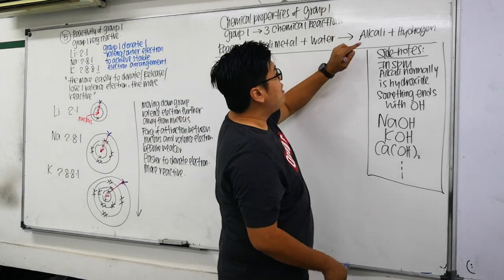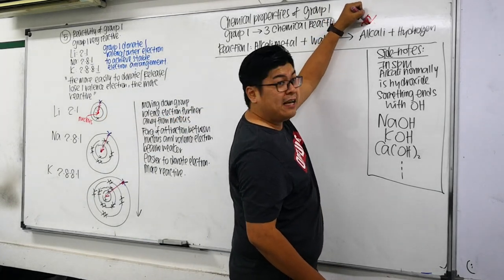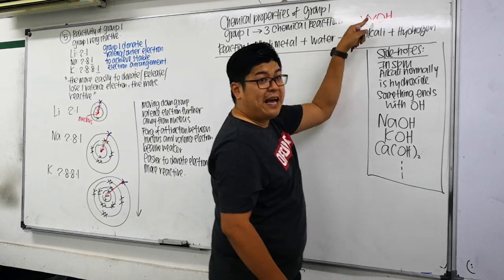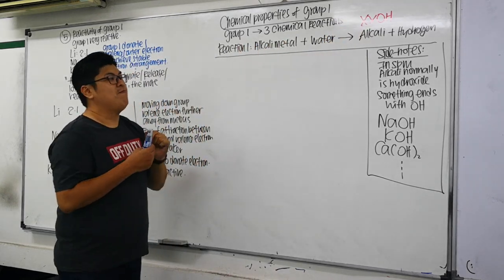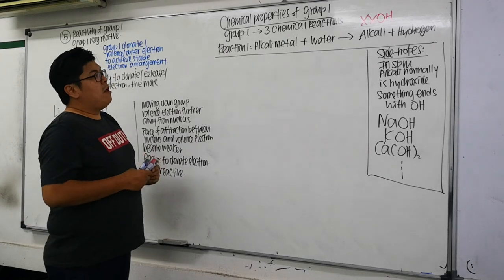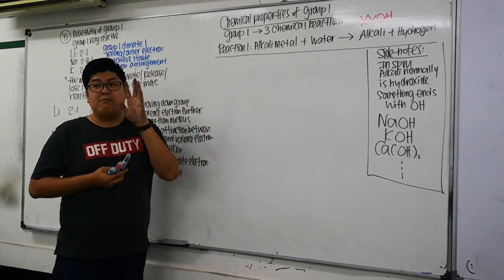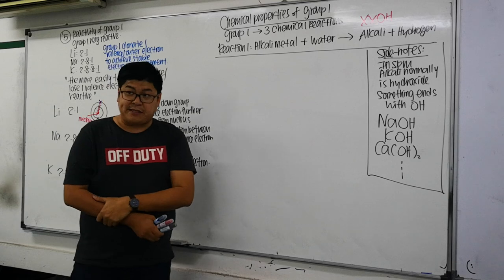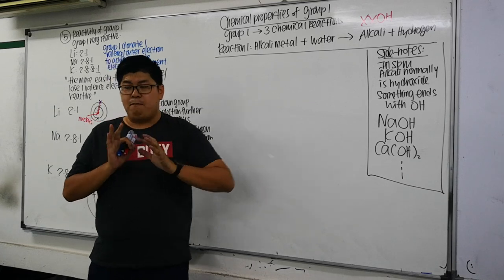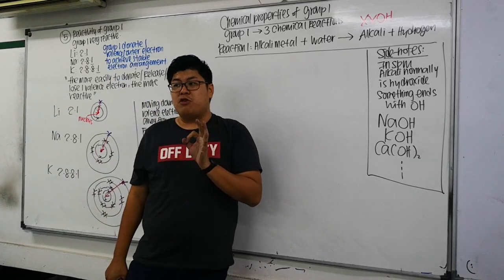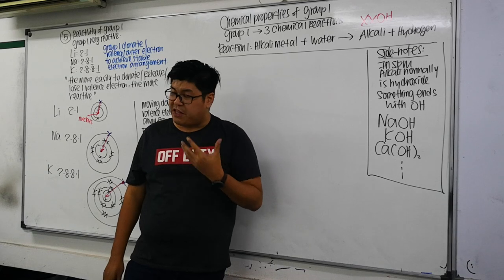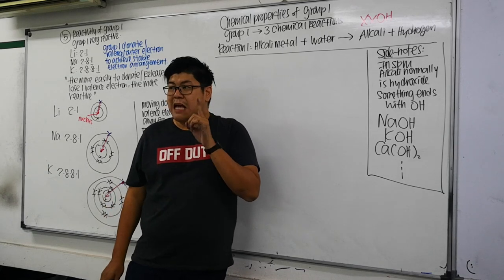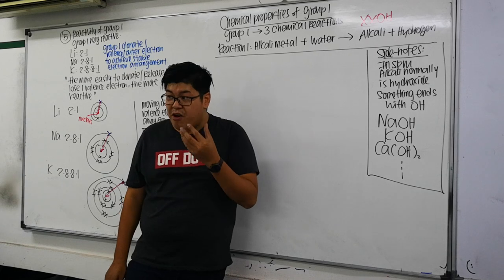Look at what I do: anything, I put XX and then OH. XX can be anything. Good. Now, follow me. You have three alkali metals: lithium, sodium, potassium. Let me teach you a trick. You choose among these three the one that you yourself feel comfortable and familiar with, and you use that as your reference.